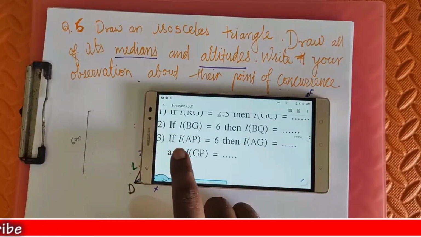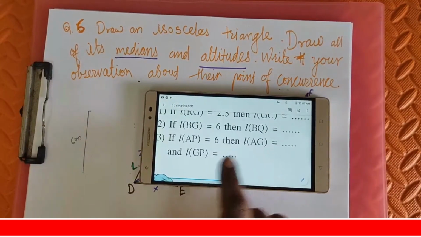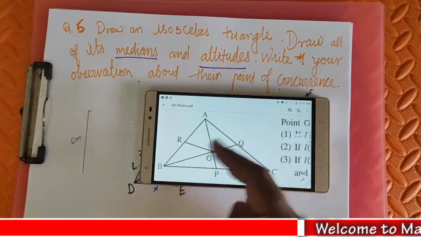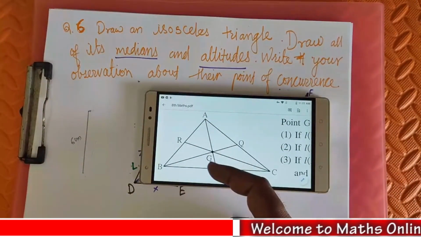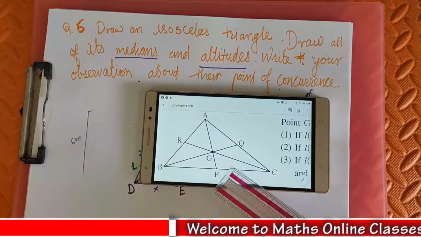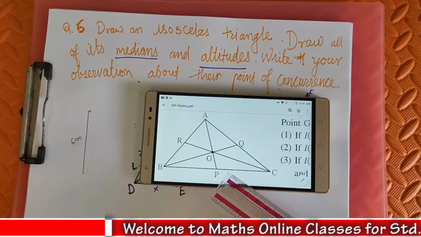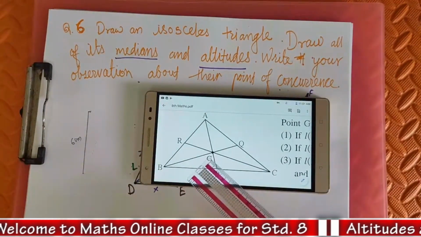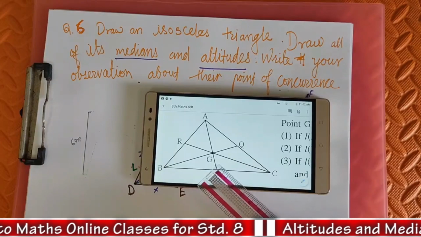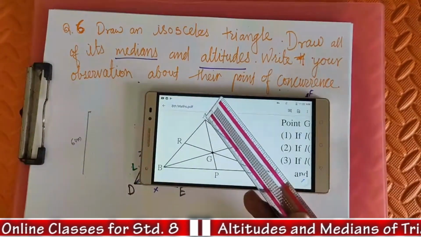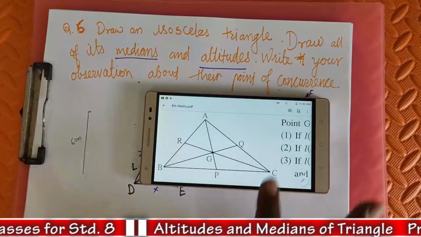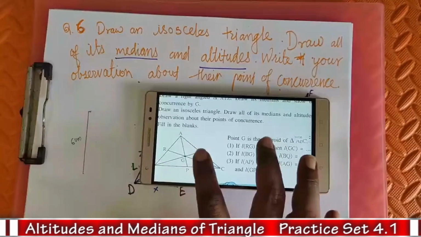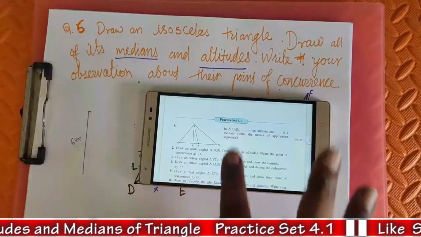Now length of AP is 6 centimeter, then AG and GP is asked. AP total distance is given 6 centimeter. Now divide this 6 centimeter into 3 equal parts. So 2, 2, 2. So this smaller GP will be 2 centimeter, and 2 times of 2 is 4 centimeter. That is AG will be 4 centimeter. All 3 answers I told you. In this way we have completed practice set 4.1.